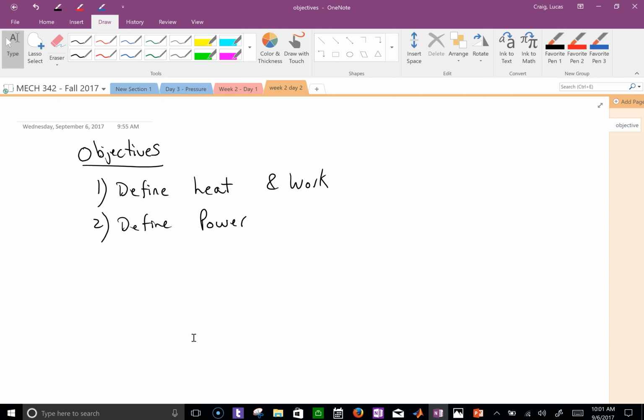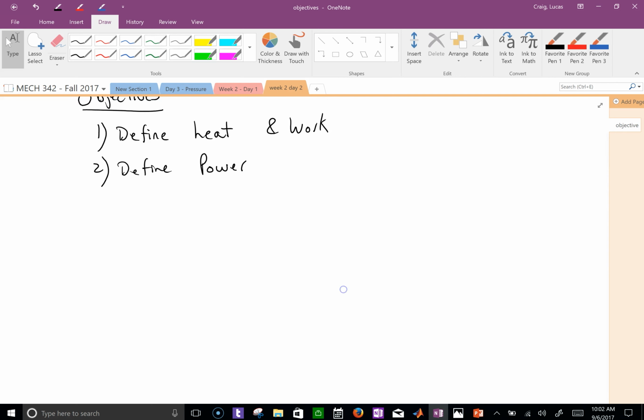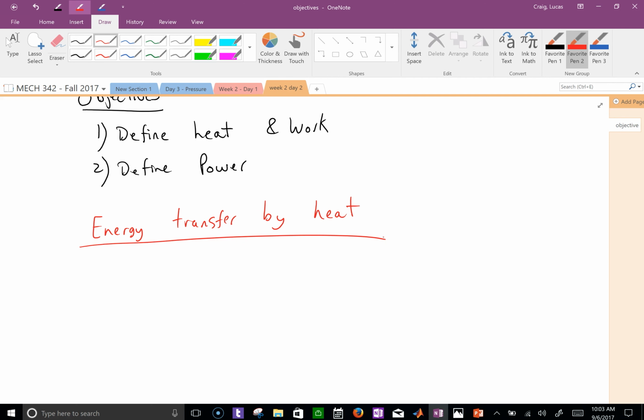Okay, so today we're just going to define heat, work, define power. So let's do heat first. All right, so energy transfer by heat. So in thermal and fluids and all other ones, we call them Q, which is kilojoules, or BTU, British Thermal Unit.